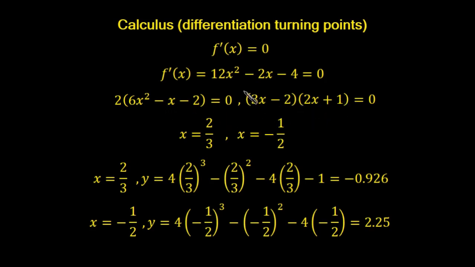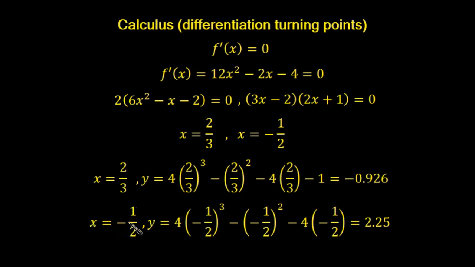So it means that the turning points must occur at x is equal to 2 upon 3 and x is equal to minus a half. So whenever x is equal to 2 upon 3, the y value of this is going to be, well, you just put the 2 upon 3 back into the original equation. So the original equation, y is equal to 4 times x cubed, where x is now 2 upon 3 cubed, minus 2 upon 3 squared, minus 4 times 2 upon 3 plus 1. And that gives a value of minus 0.926.